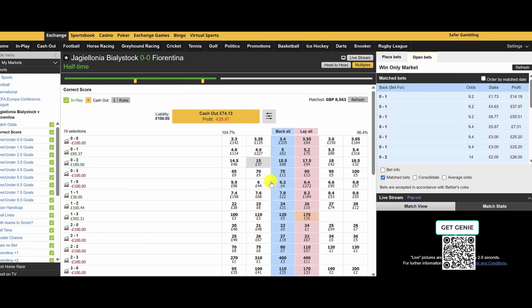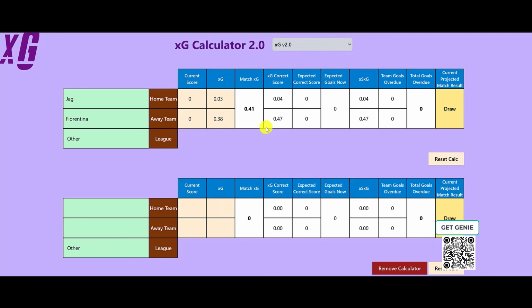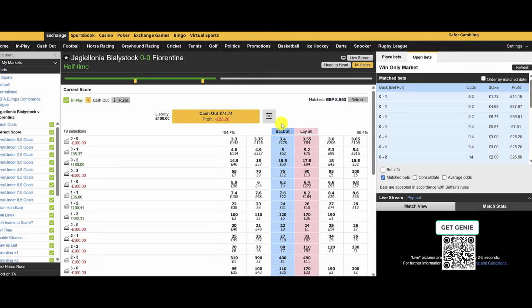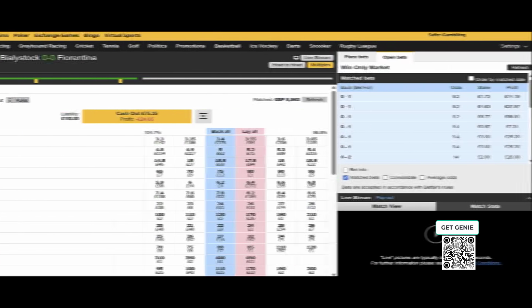The question is, do we take any action at this point? Now, I've plugged in the XG numbers here. And yeah, it's not looking great. It's already leading towards a low scoring match and Fiorentina slightly edging it. So it's going in the right direction. It's not quite there yet. But based on this, there's no need to take any action. No need to be aggressive. We'll let it ride. It's 0-0 at half time. Let's see what the second half brings.